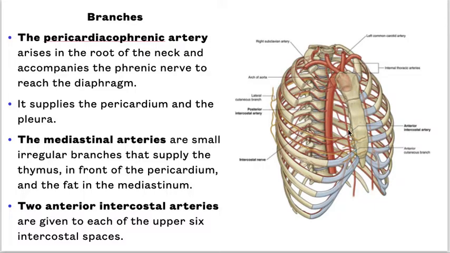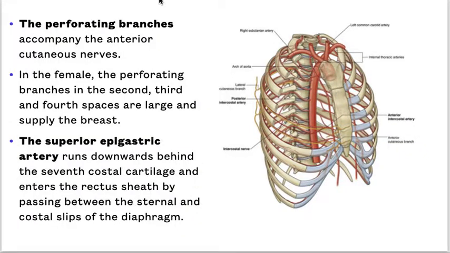2 anterior intercostal arteries are given to each upper 6 intercostal space. The perforating branches accompany the anterior cutaneous nerves. In the female, the perforating branches in the second, third, and fourth space are large and supply the breast. The superior epigastric artery runs downwards behind the 7th costal cartilage and enters the rectus sheath by passing between the sternal and the costal slips of the diaphragm.